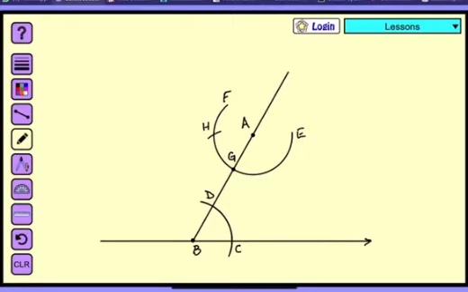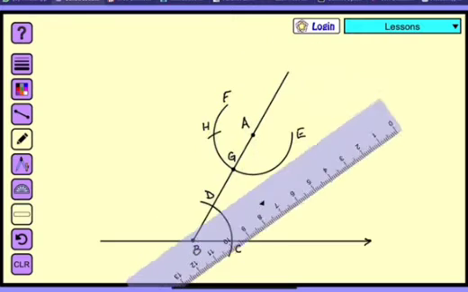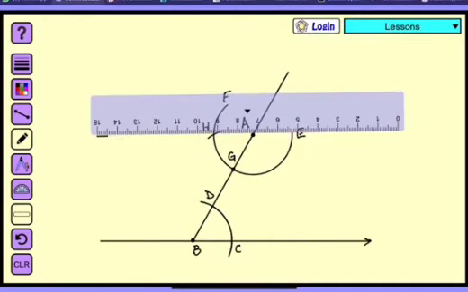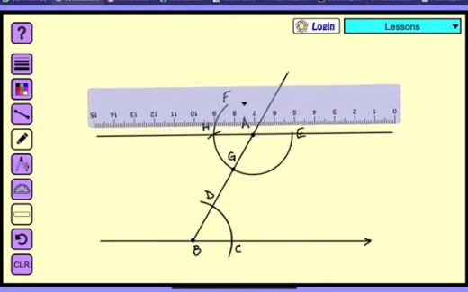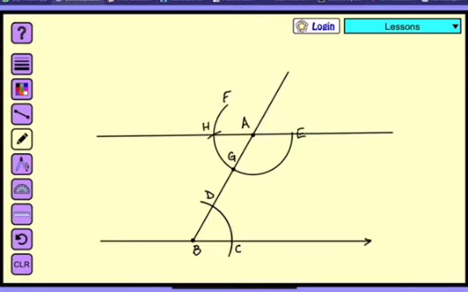Now we have got 2 points here, H and A. We'll have to join AH. And this line we would name as M. And children, if you observe, note that angle BAH here and angle ABC are alternate interior angles. Can you observe?